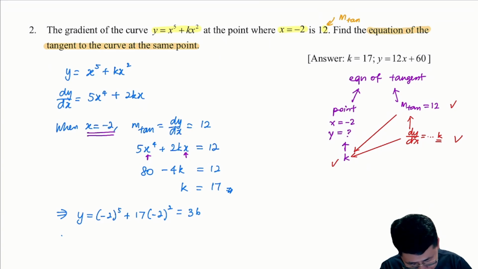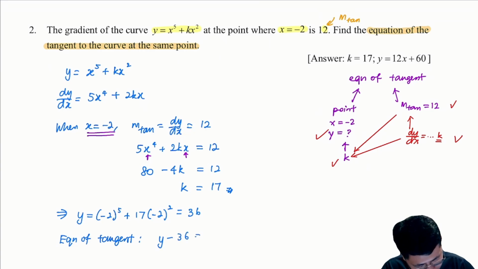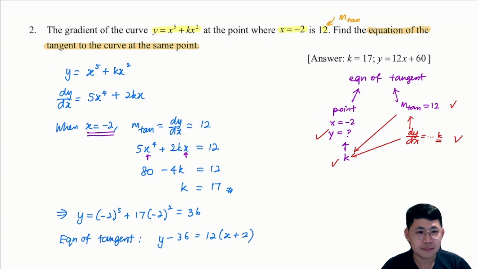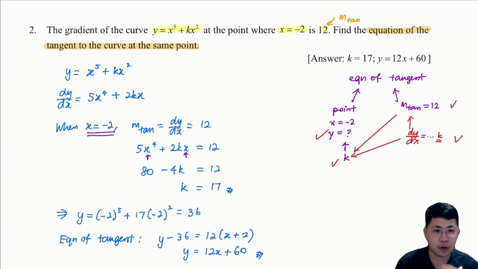Last but not least, we can now find the equation of tangent at the same point. Now we've gotten the point already, we've gotten this y already. So we'll make use of the point and the gradient to look for the tangent. y minus y1 is equals to the gradient m times x minus x1, like this. Expanding, y will be equals to 12x plus 60, and this will be the equation of tangent for question 2.